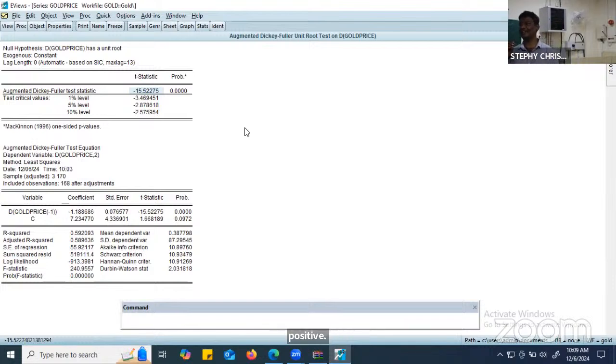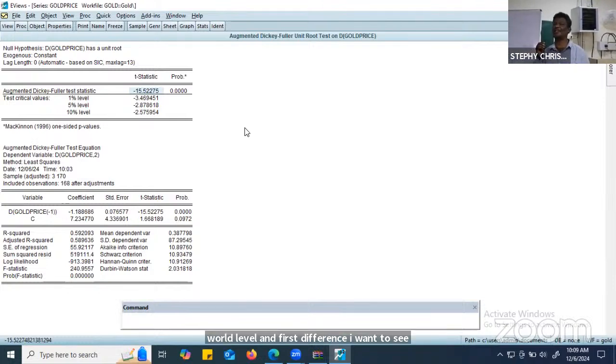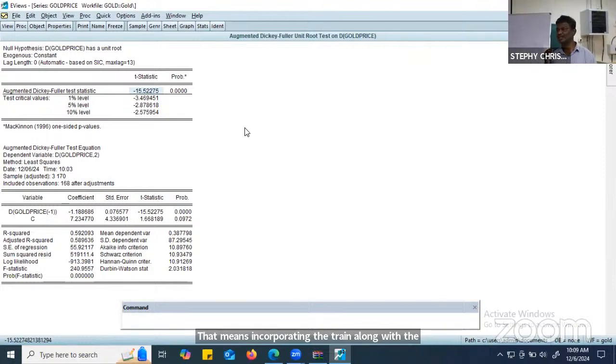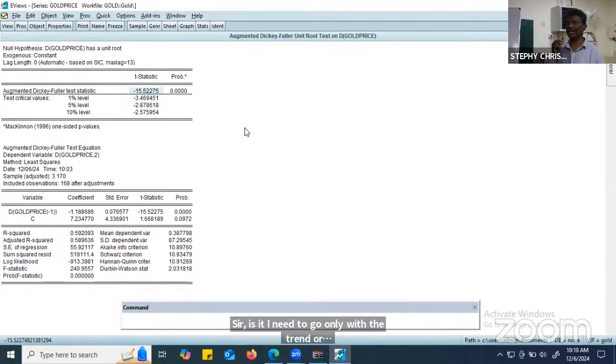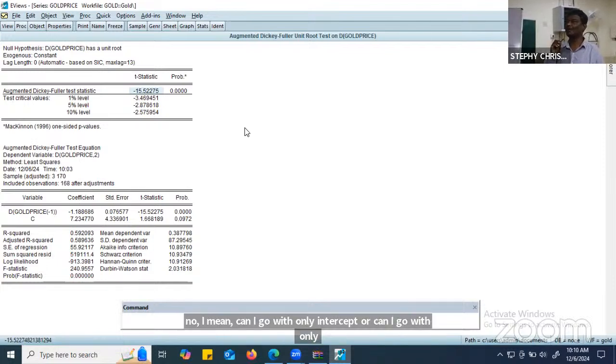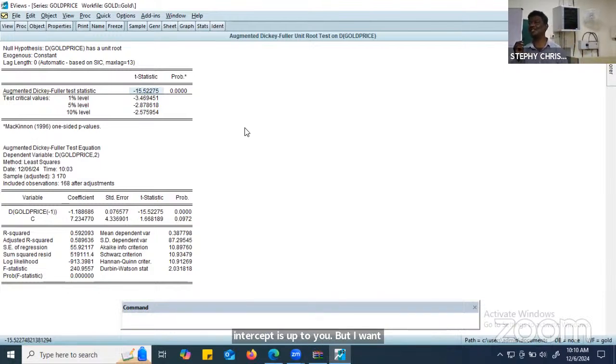I want to see, for both level and first difference, whether the data is stationary or not. First difference only. Using which equation? Intercept and trend, that means incorporating the trend along with the constant. Very good. Sir, can I go with only the trend, or only the intercept? It's up to you. But I want the data to be proven stationary.